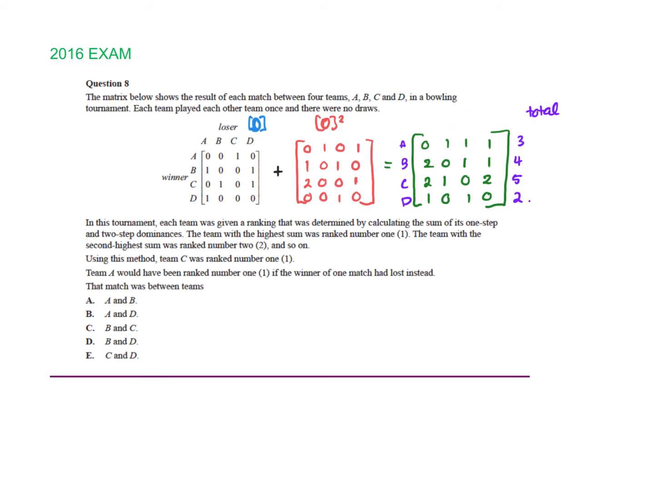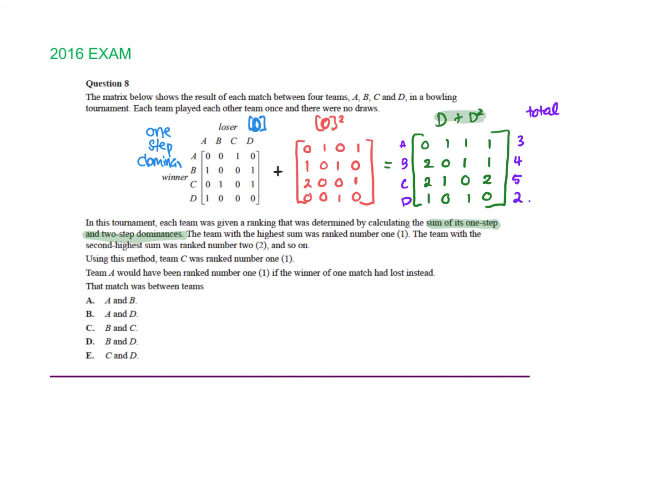It's a similar process, but we'll change that because we're going to use D. All right, so they've pretty much given you the dominance matrix, the first step. So this is 1-step dominance. So that's what they've given me. And then it says down below, in this tournament, each team was given a ranking that was determined by calculating the sum of its 1 and 2-step dominance. So once again, they want the sum of the 1 and 2. So that's what they did up here.